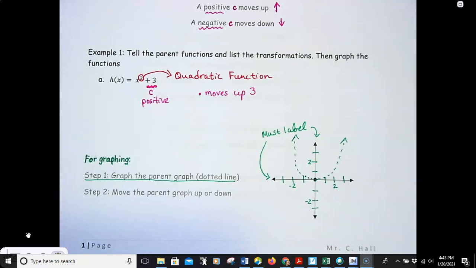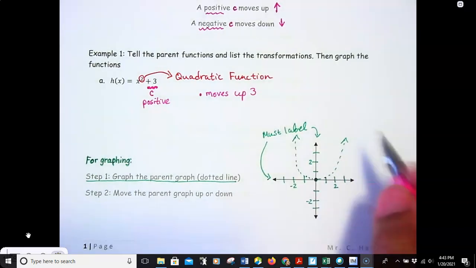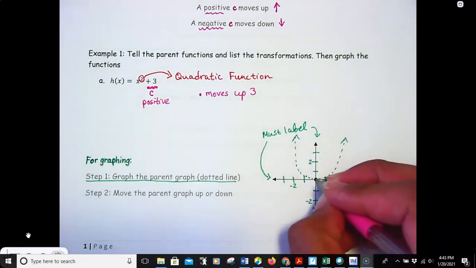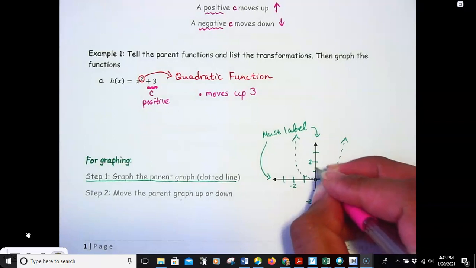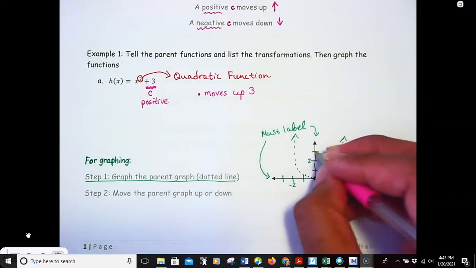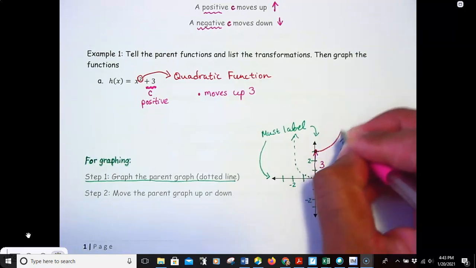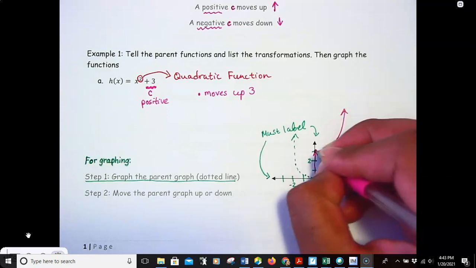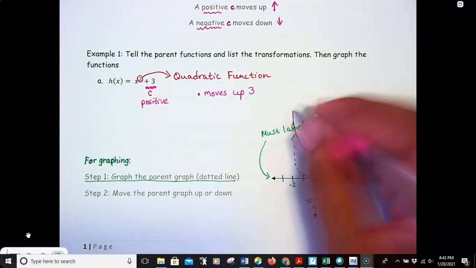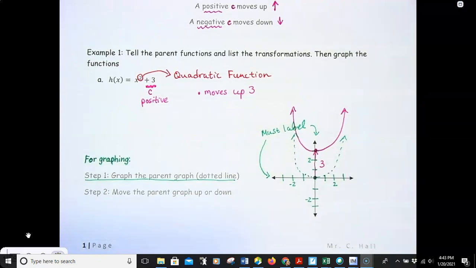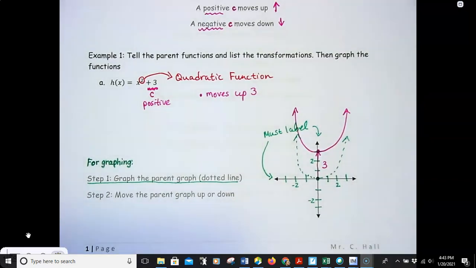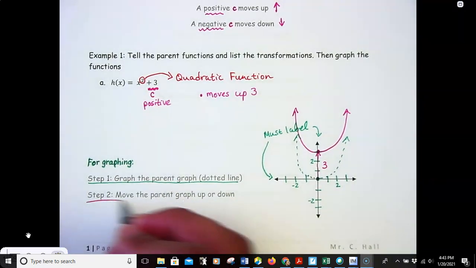All right, here it says we're going to move up 3. So it means you need to go up 1, 2, 3. Put that dot right there. And we have the parabola. And there are no other transformations to be done. All right, and then we just did step 2 right there. That's what we just completed.